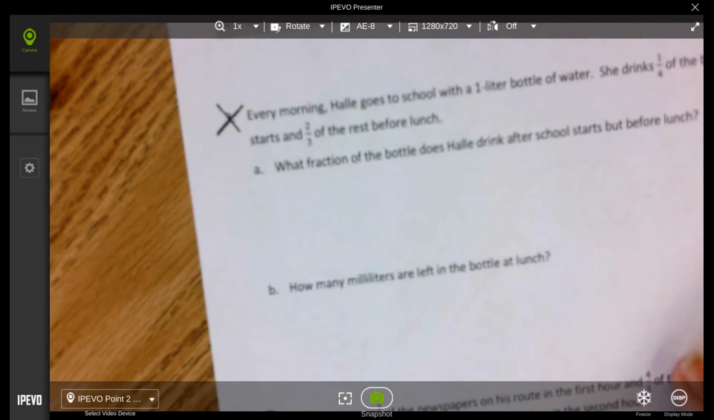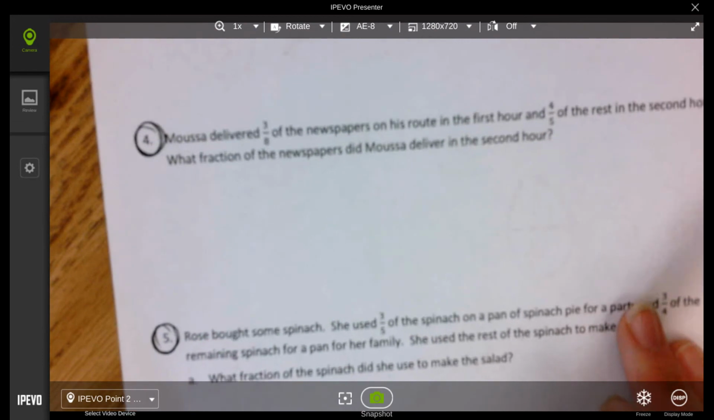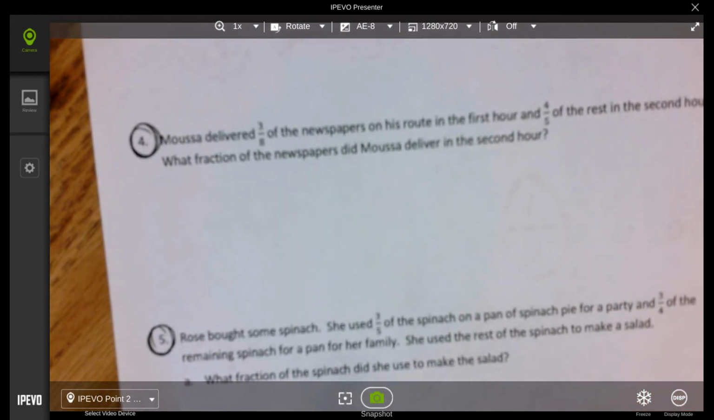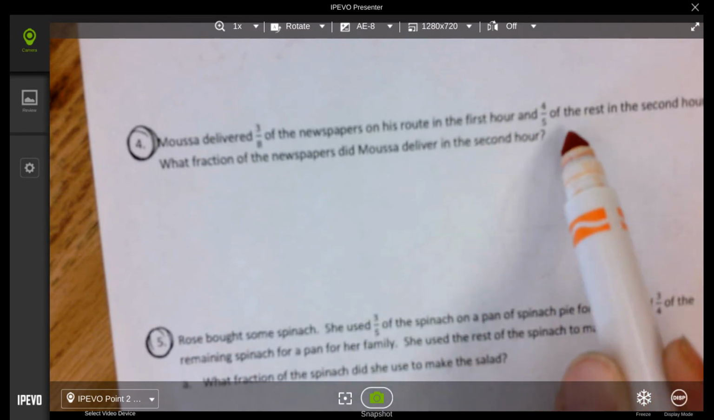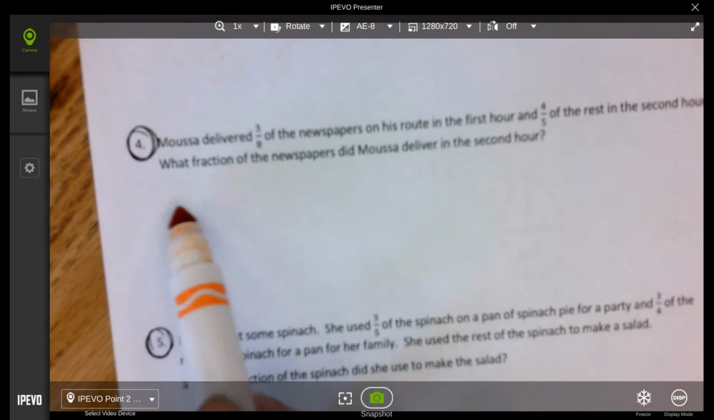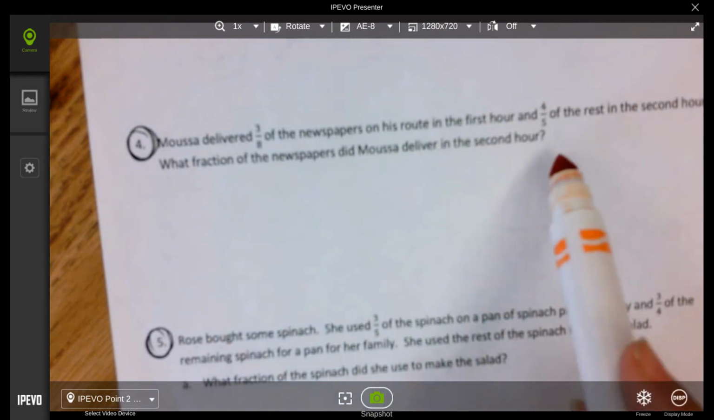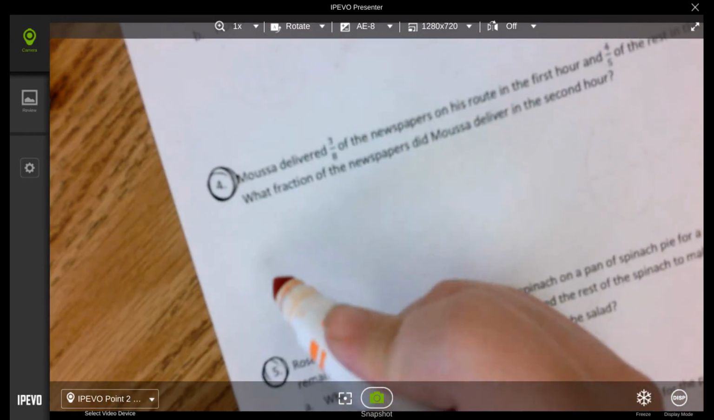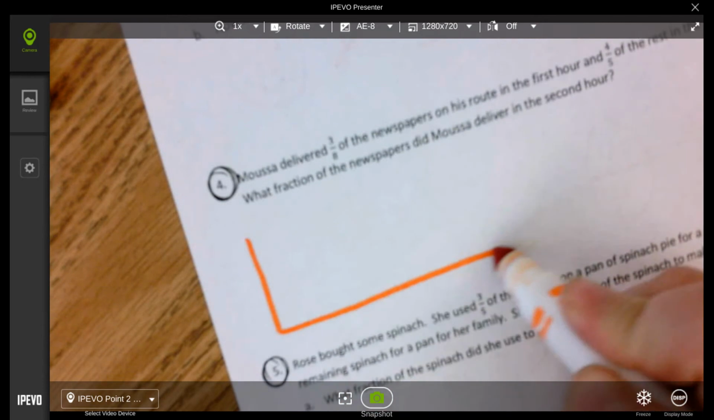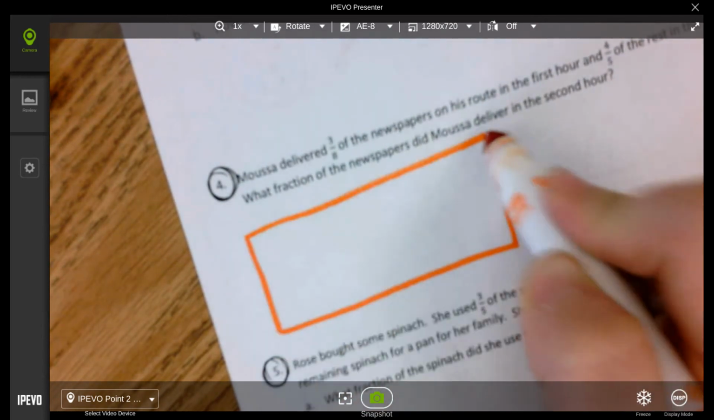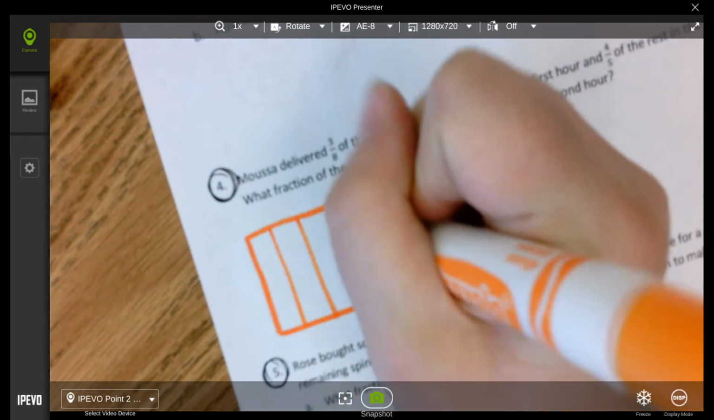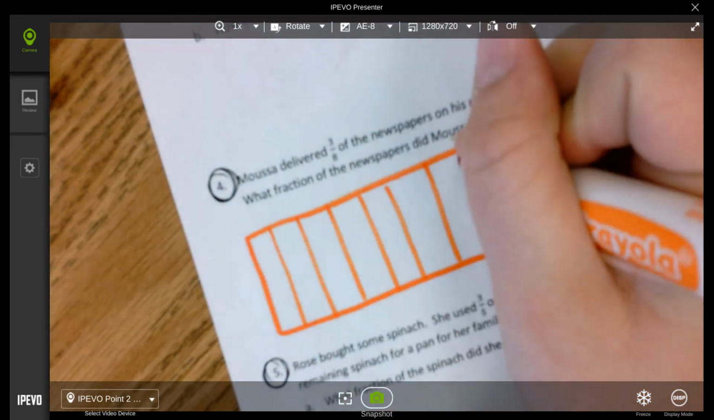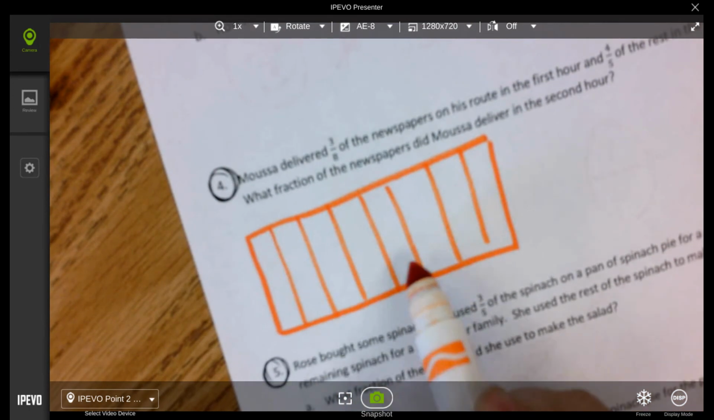All right, on to the back. Skipping number 2, moving on to number 4 here. Musa delivered 3/8 of the newspapers on his route in the first hour and 4/5 of the rest in the second hour. What fraction of newspapers did Musa deliver in the second hour? So I'm going to draw a picture. Here's my square, and I'm going to divide it into 8 chunks. 1, 2, 3, 4, 5, 6, 7, 8.